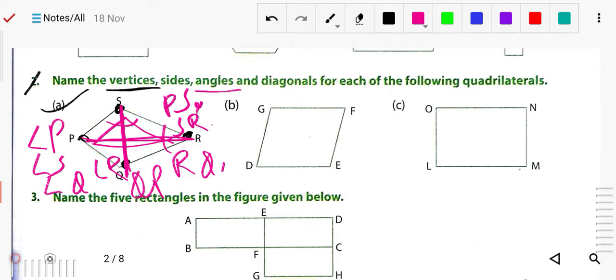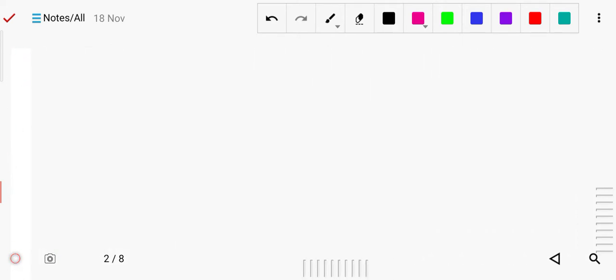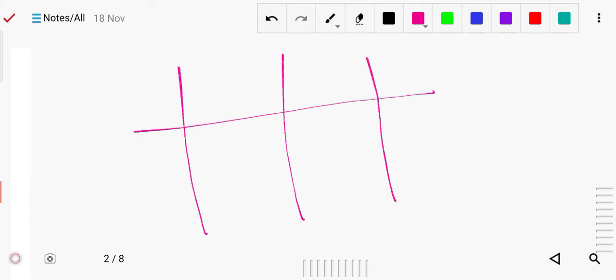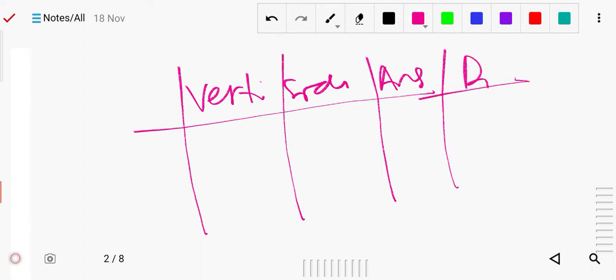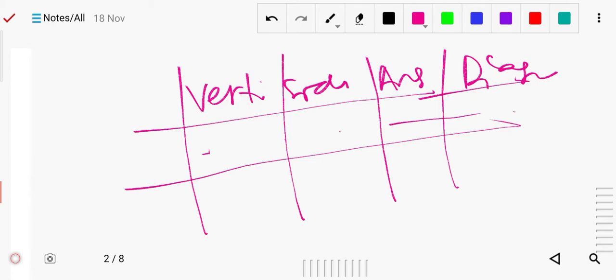So for this question number 2, it will be better if you make a table. In this table you can write vertices, sides, angles, and diagonals, and then write down the names. Likewise, if you do it, it will be easy.